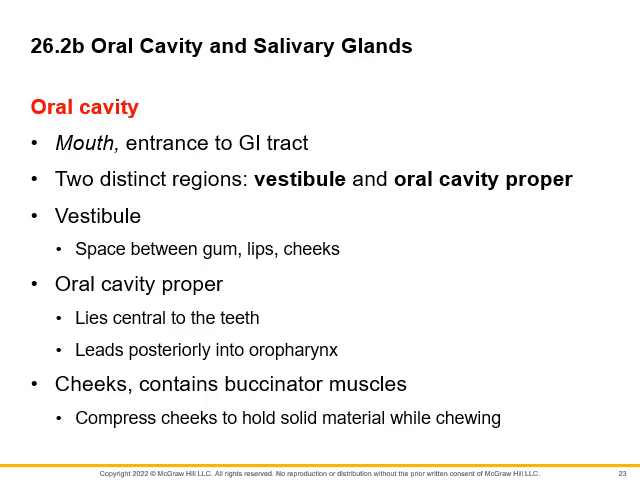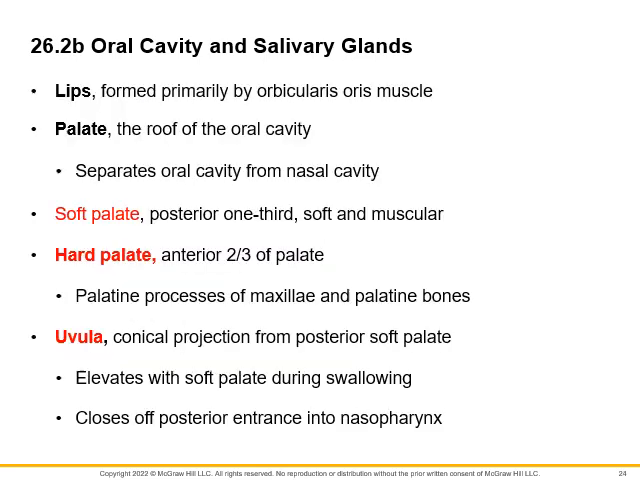So now we look at the oral cavity, the mouth. There's a vestibule, there's different areas. There's an oral cavity proper. So the vestibule is the entire space between the gums and the lips and the cheek. The oral cavity proper is central to the teeth, leads to the oral pharynx, and then we have our cheeks. If you remember, your buccinator muscles allow you to hold the material while you're chewing. We have lips, we have palate, soft palate, hard palate, uvula. We already talked about these when we discussed respiratory.